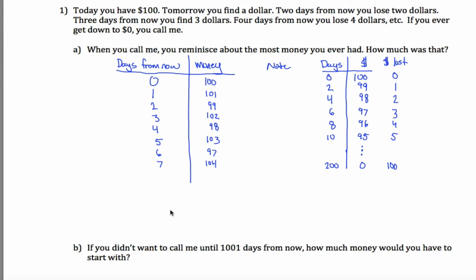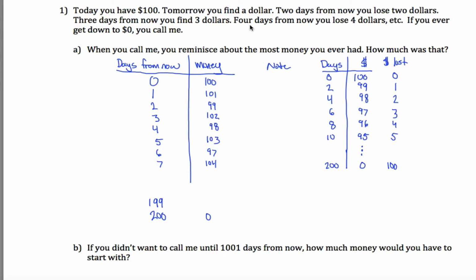So if I continue this for a long time, when I get to day 200, your money would be 0. But that's not what the question asked, right? This is when you call me. The question is asking, what's the most money you ever had? Well, I guess the most money you ever had was on day 199. If you look at this, the amount of money you have is increasing on these odd days. So the question is, how much did you have on day 199?